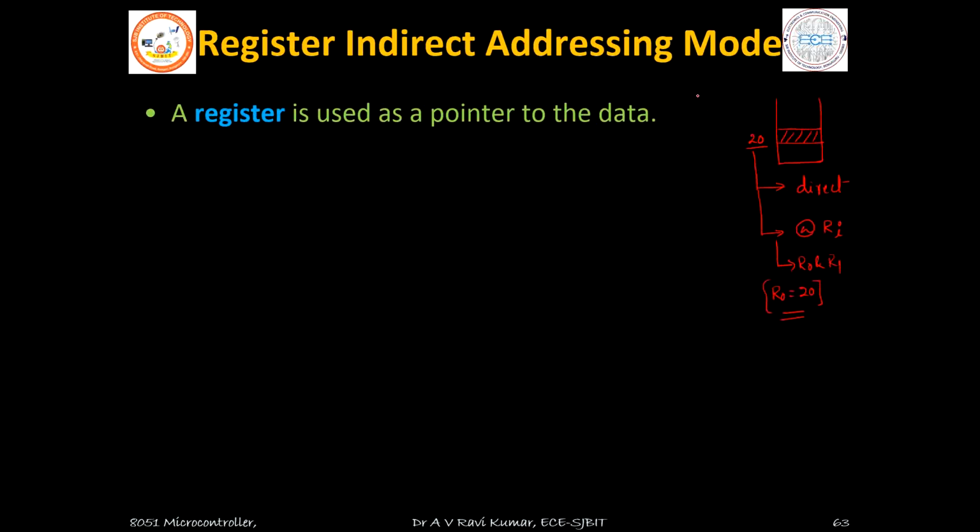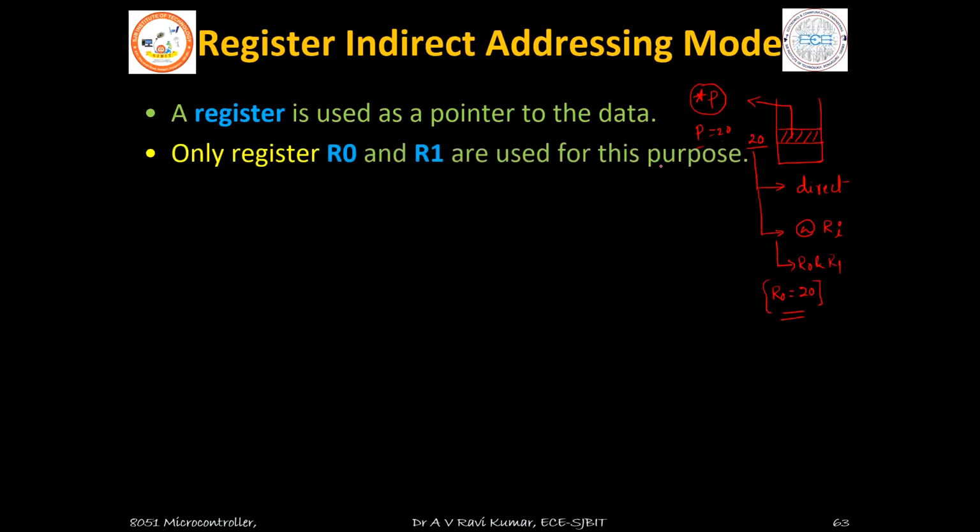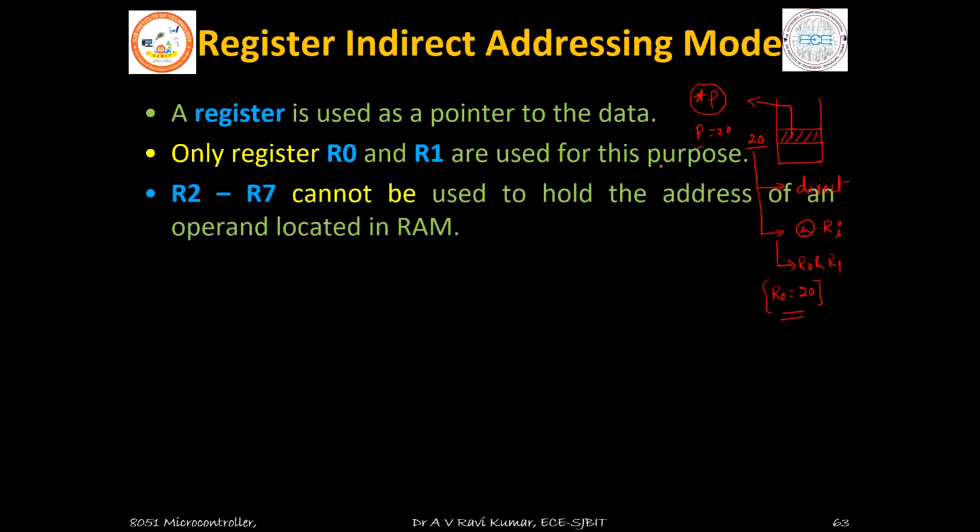So in C programming, we mention it as *P. P holds an address of 20. The value star, it is the value at that P, it is the data whichever I mentioned here. So this is what the indirect addressing mode is. As we discussed, only the registers R0 and R1 are used for this purpose.